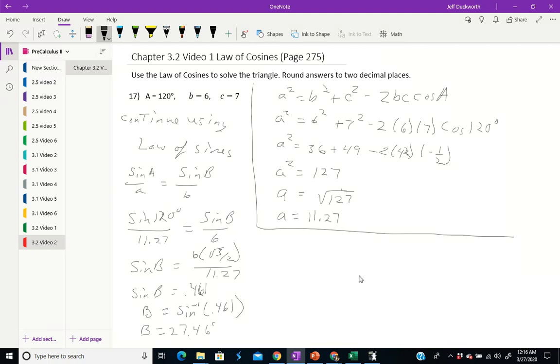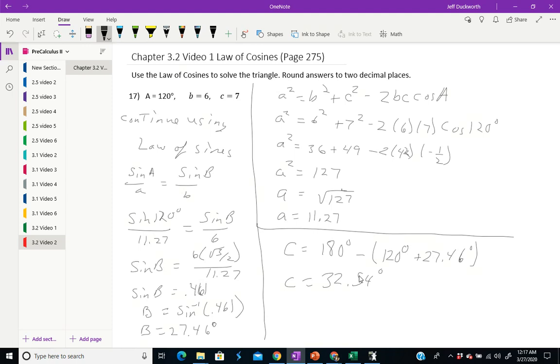All right, let's try that again. So we've got two of our three unknowns. Now we have two angles, which means we can use a standard method to solve for angle 3. So C is equal to 180 degrees minus the sum of the other two, which A was given as 120, and B is 27.46. So we're looking at 60 minus 27.46, so that's 32.54. And now we have solved the triangle.